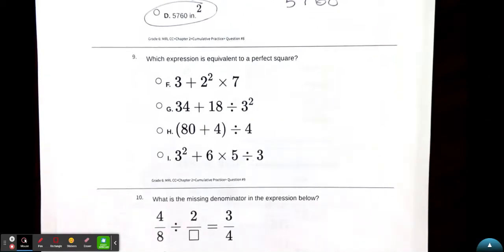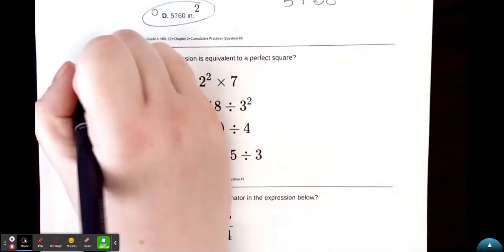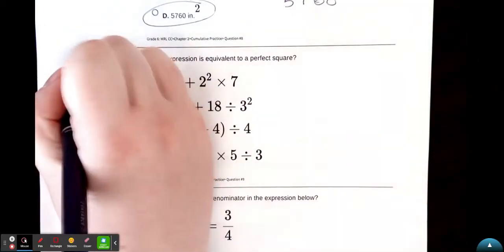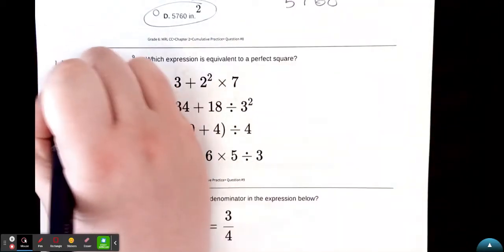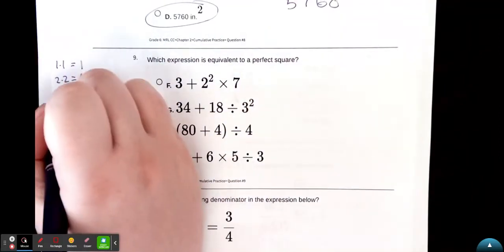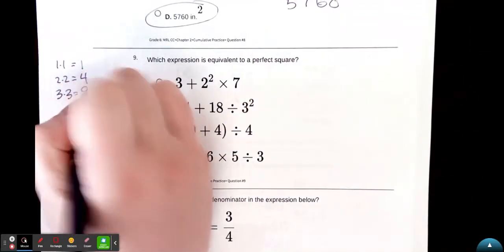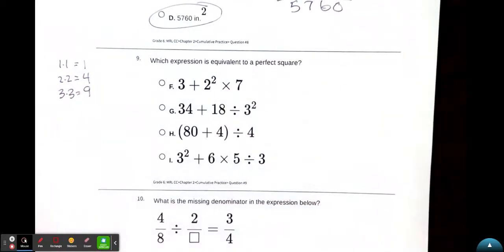Which expression is equivalent to a perfect square? Okay, so just a reminder of what perfect squares are. They are numbers that 2 numbers can multiply perfectly into. So, for instance, 1 is 1 times 1. Then we have 2 times 2, which is 4. So 4 is a perfect square. 3 times 3 is 9. 9 is a perfect square. So we're looking for a number that's going to be on that list somewhere. So we'll check each one to see which one is going to give us a perfect square.